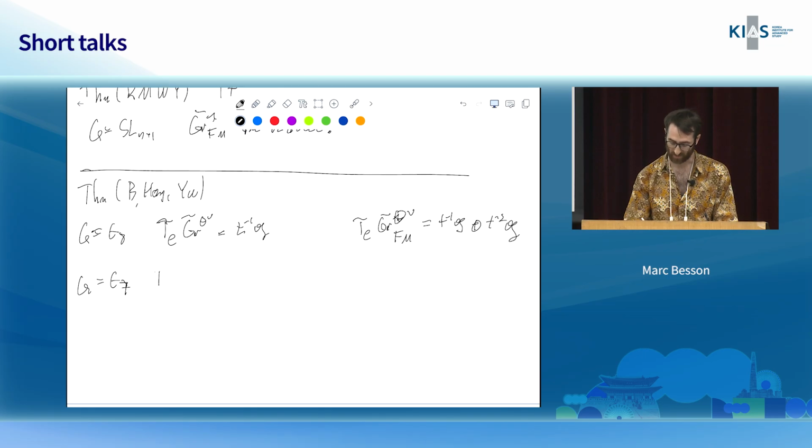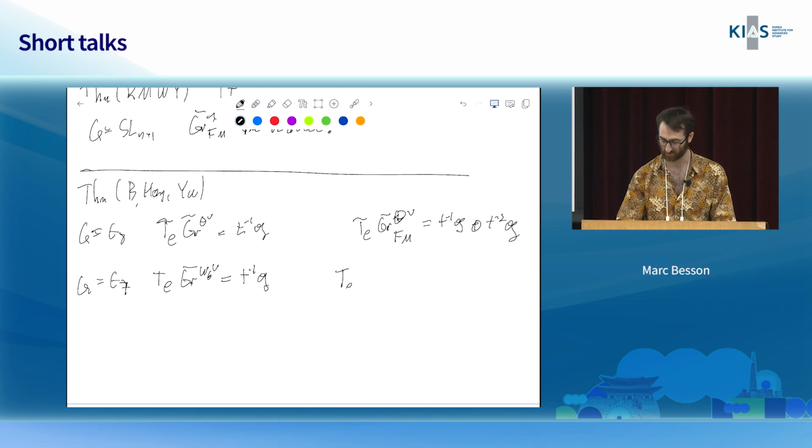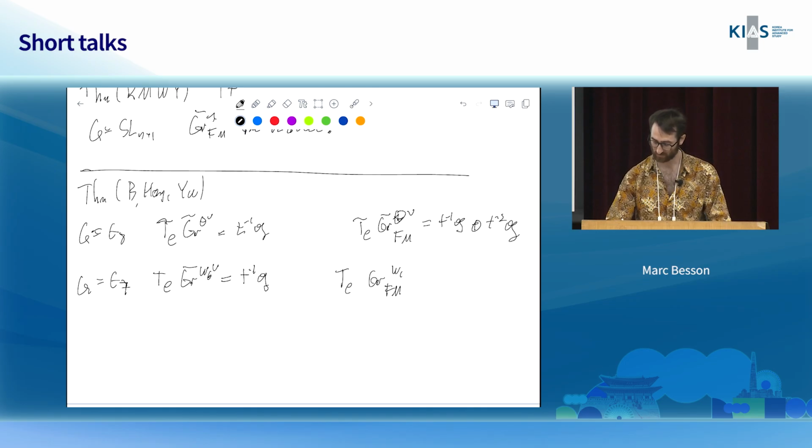Similarly, for G of type E7, the tangent space at the base point of the affine Schubert variety associated to omega 6 check is 1 copy of the adjoint, and the tangent space of the Finkelberg-Mirkovic version is 2 copies of the adjoint.